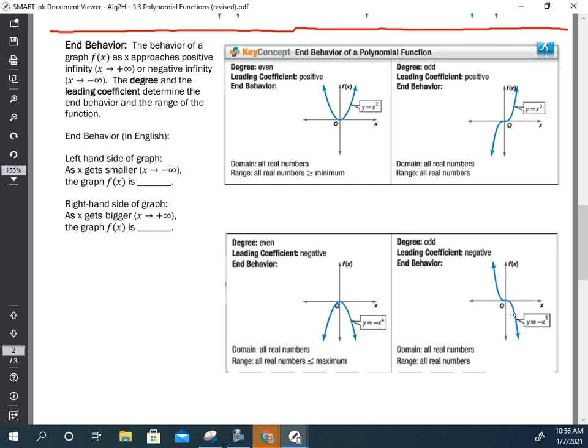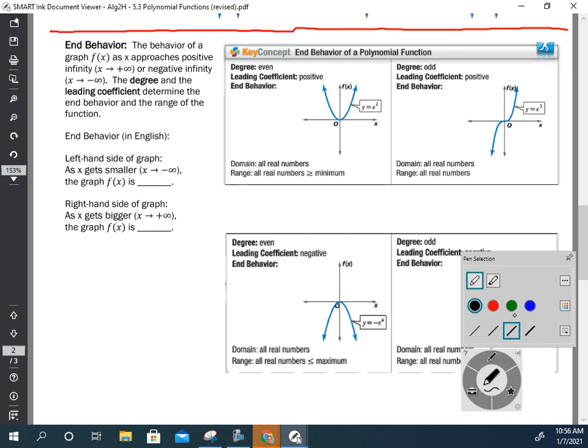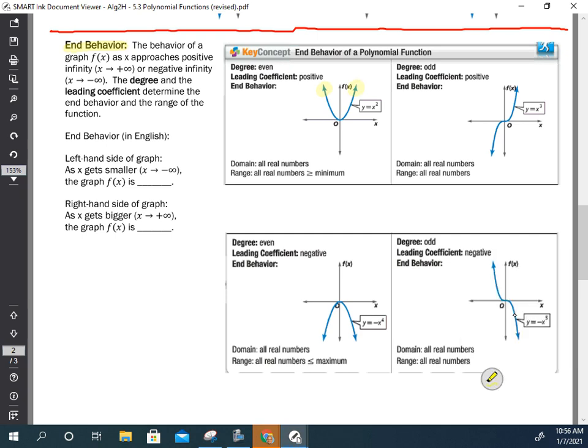So when we look at a polynomial function, there's another thing that we have to take care of, and we have to look at. And that is called the end behavior. So end behavior, end means what is it doing at the end? Behavior, what is it doing? So end behavior is asking you, what is the graph doing when it goes to positive infinity or negative infinity?